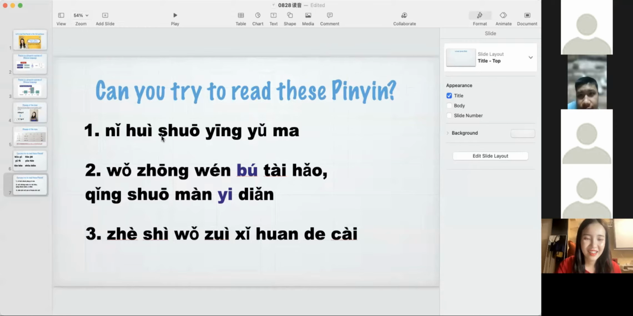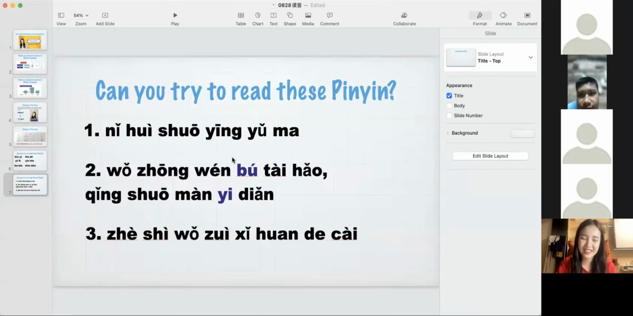你会说英语吗？英语。Yes, 英语。Last time, okay? Read slowly. Yes. 你会说英语吗？Still a little bit. Yes, I think it's almost correct.